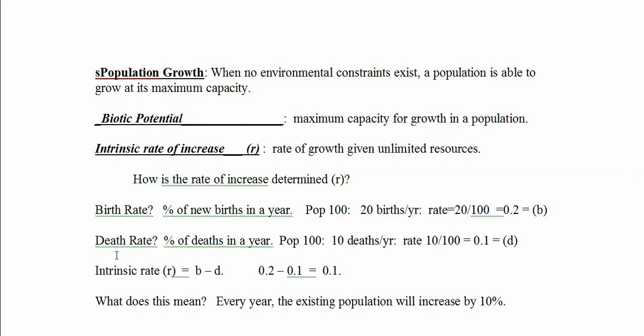Then you got to find the death rate. Do the same exercise: find the total population to start with, 100, and the number of total deaths in that year, 10. To figure the rate, do 10 divided by 100, you get 0.1, and that's little d, or the death rate. Then to find the actual intrinsic rate of growth for that population, you just do births minus deaths, and that will give you little r. So in this case, 0.2 is the births, 0.1 is the deaths. That gives you an r value, or a rate of increase, of 0.1.